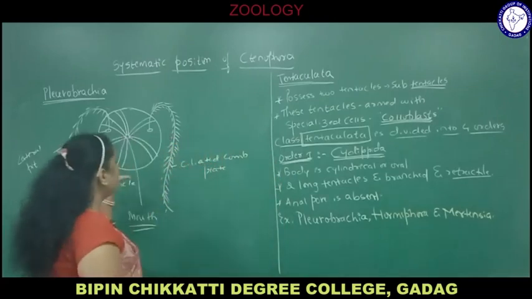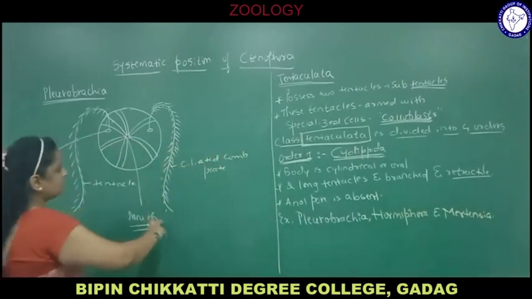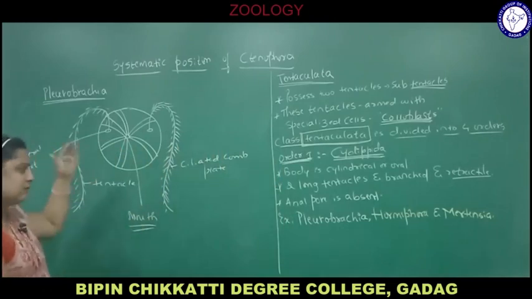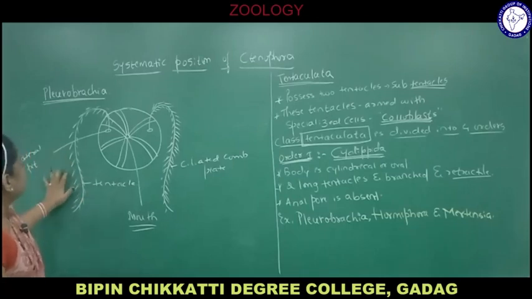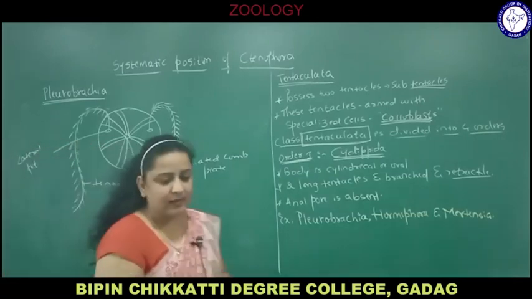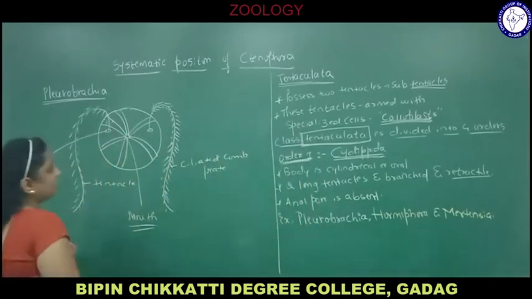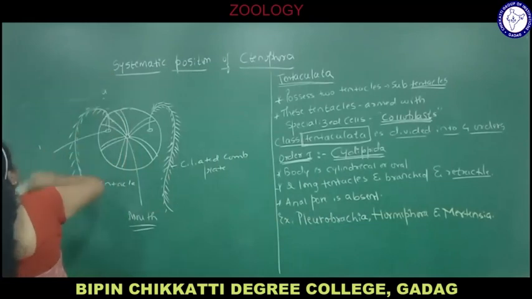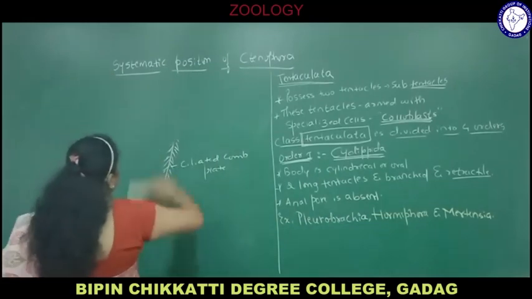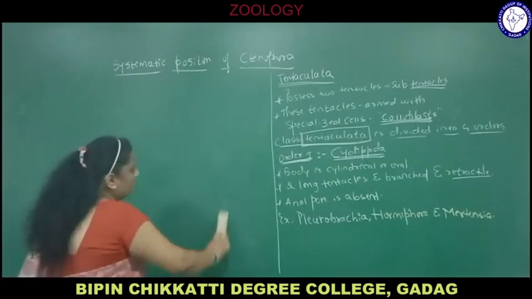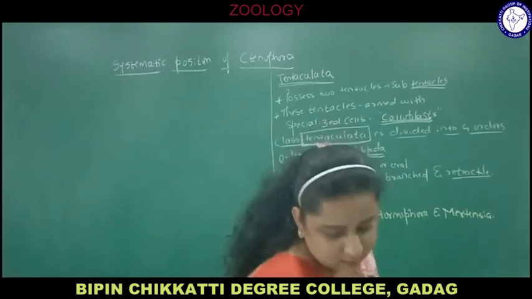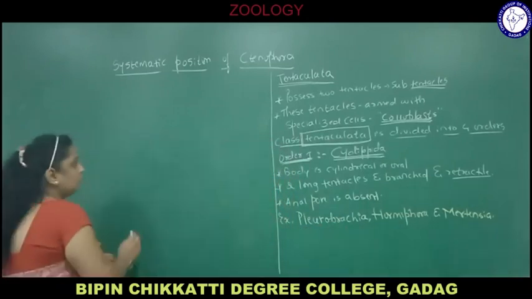Body is cylindrical, oval or spherical, you can say. 2 long tentacles are branched and retractile. Retractile means one is above, one is below, here and there. Anal pore is absent. Example, Pleurobrachia. They have ciliated comb plates, tentacles, mouth and lateral pit. So this is a diagram of Pleurobrachia. Next, order 2 under class Tentaculata. First order is Cydipida, second order is Lobata. Order 2, Lobata.